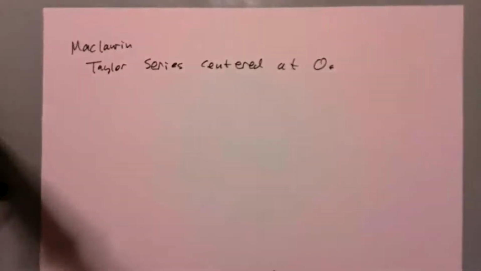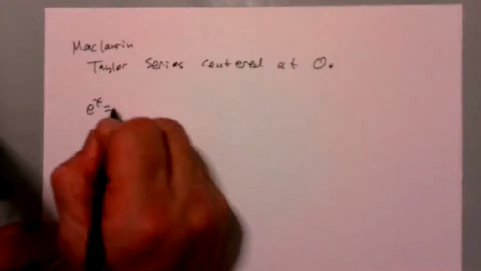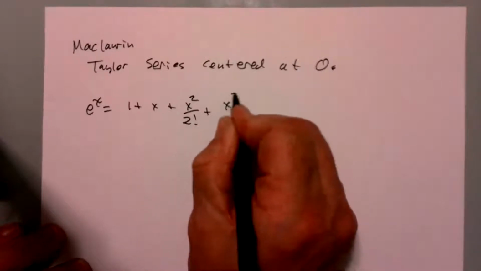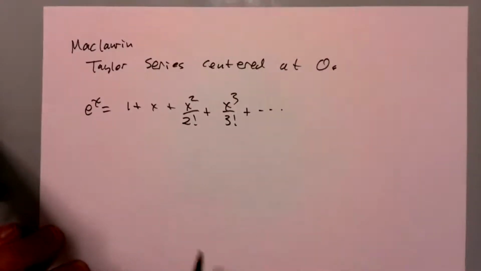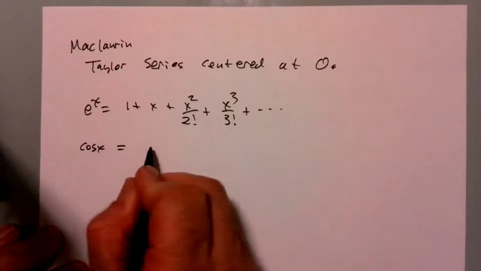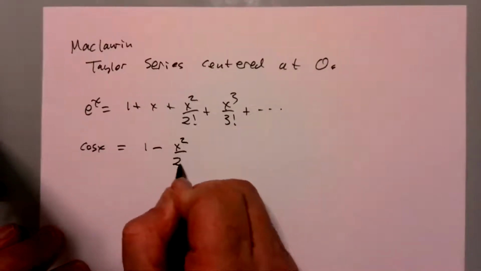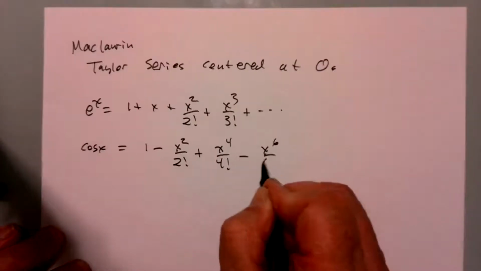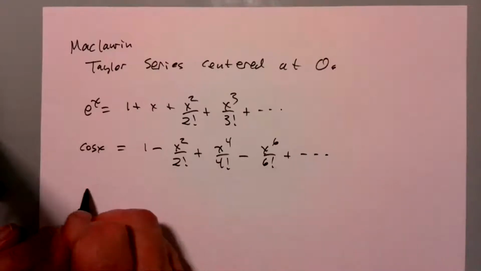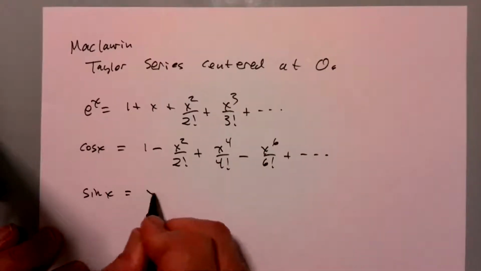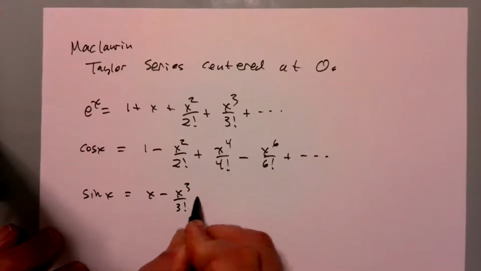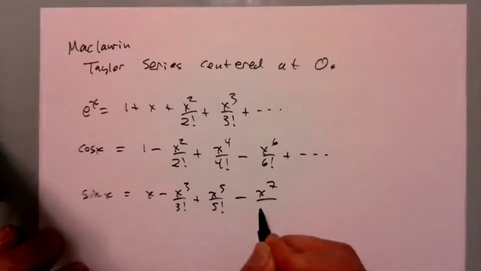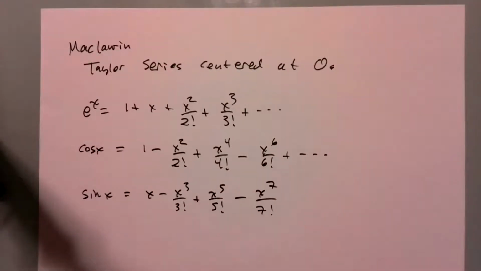We have three things that you want to try to memorize, right? We have e to the x is 1 plus x plus x squared over 2 factorial plus x cubed over 3 factorial plus ... Cos x, even powers alternating, 1 minus x squared over 2 factorial plus x to the 4th over 4 factorial minus x to the 6th over 6 factorial plus ... And sine x, odd powers alternating, x minus x cubed over 3 factorial plus x to the 5th over 5 factorial minus x to the 7th over 7 factorial. So I really think you should memorize those.